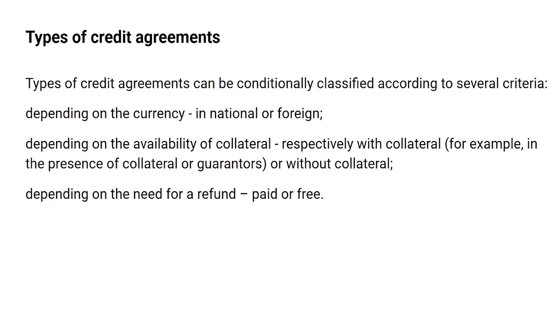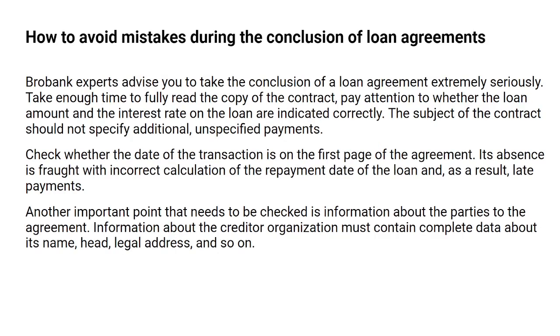Types of credit agreements. Types of credit agreements can be conditionally classified according to several criteria, depending on the currency, national or foreign, depending on the availability of collateral, respectively with collateral, for example, in the presence of collateral or guarantors, or without collateral, depending on the need for a refund, paid or free.